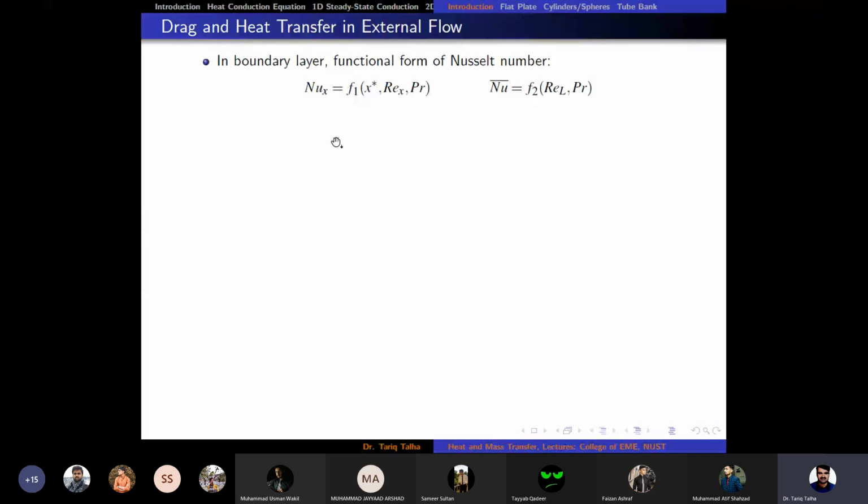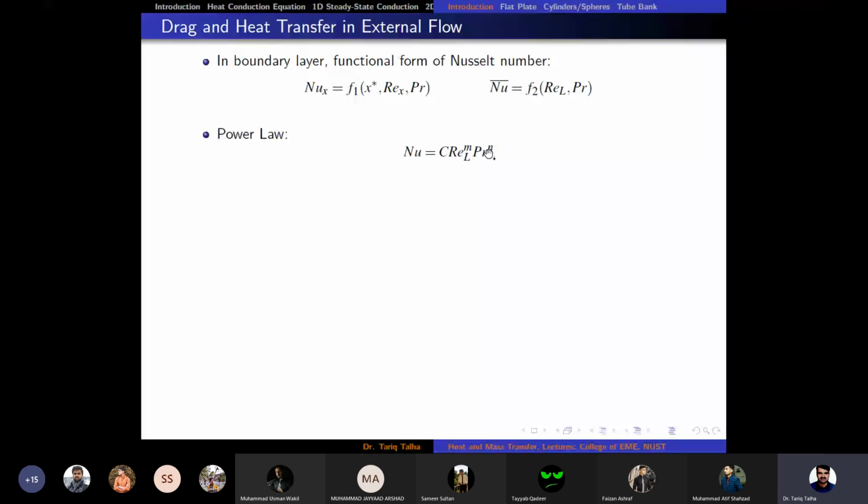We can have many types of correlation from here. It can involve only the product of these two raised to some exponents, or it can be some exponential function and things like that. The simplest empirical form of this function would be a power law. The power law can be represented like this: Nusselt number is equal to C, which is a constant, times Reynolds number raised to power m into Prandtl number raised to power n.